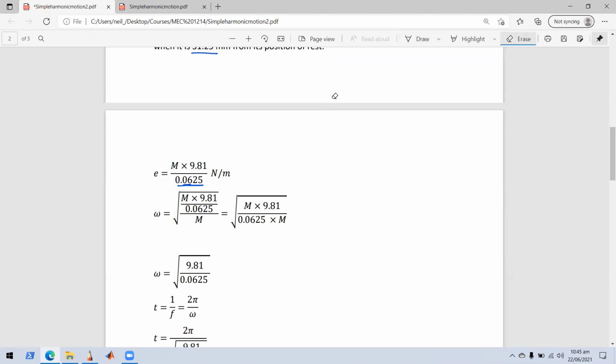All right, so omega is equal to the square root of M times 9.81 divided by 0.0625, and all of that divided by M again. Breaking down this fraction, we end up with the square root of M times 9.81 divided by 0.0625 times M. So we have M in the numerator and M in the denominator. We cancel this out, and now we end up with nice smooth values here. So we can find omega without ever knowing m, because E is based on m, as well as omega is also based on m. So those m's can cancel out.